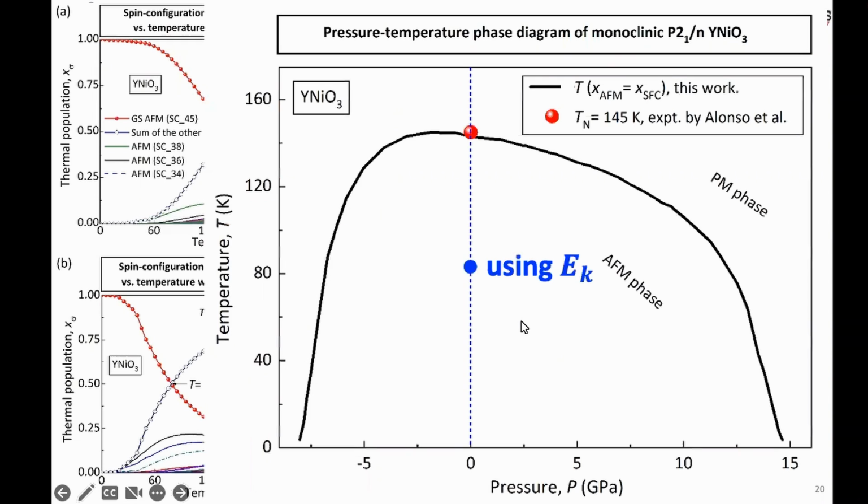And then you can do the whole T-P diagram. You find that there are two transition temperatures at 0 Kelvin, both second order. And then they merge together at 0 pressure, merge together at a high temperature. You can predict the whole line of the second order transition between the AFM and the paramagnetic.